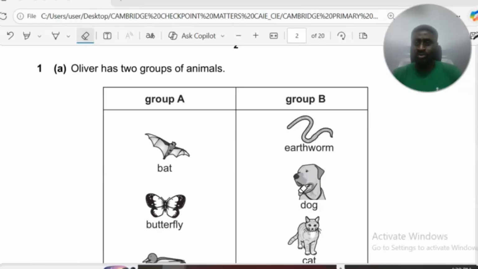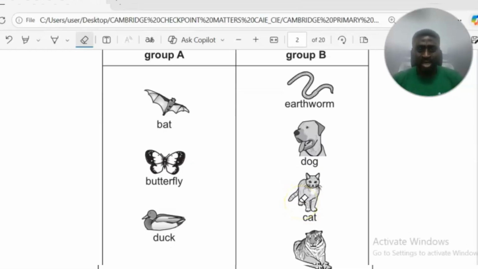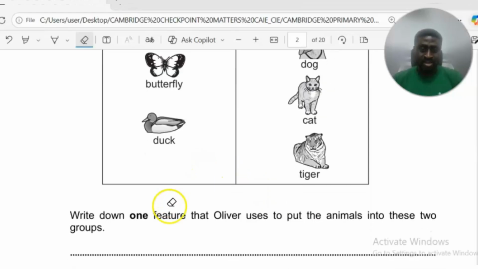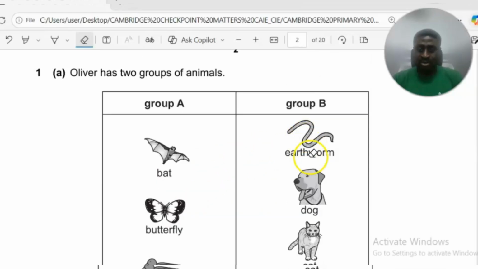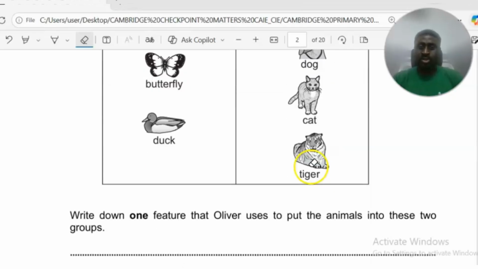The first question before us is a question under the biology strand of science. So let's study the question and attempt the answer. Question 1A says Oliver has two groups of animals. So take note of two groups. It means we have to do some comparison, comparative study, and some matching processes. Group A has the bat, the butterfly, the duck, the earthworm, the dog, the cat, and the tiger.